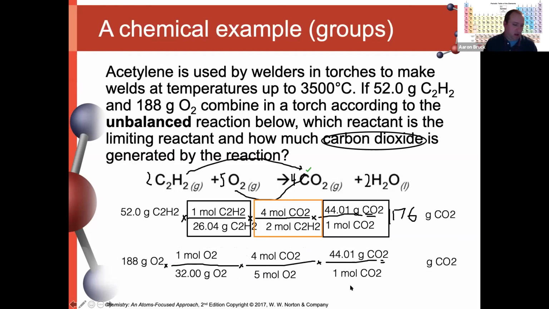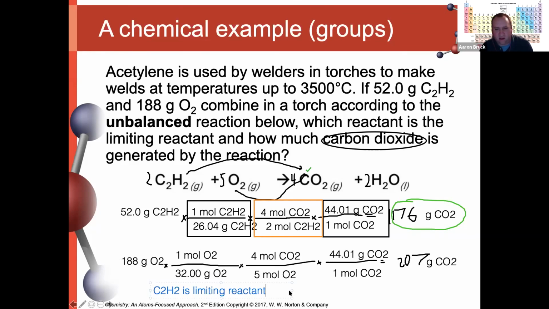So if I do that calculation, 188 times 4 times 44.01 divided by 32 divided by 5, to 3 significant figures again, I end up with 207 grams of carbon dioxide. So again, we choose the lower of the two, 176. That becomes our limiting reactant and our theoretical yield. So the limiting reactant is acetylene. Oxygen is in excess. 176 grams of carbon dioxide equals the theoretical yield.